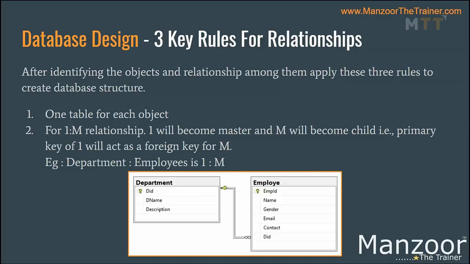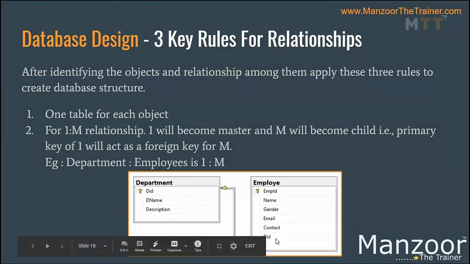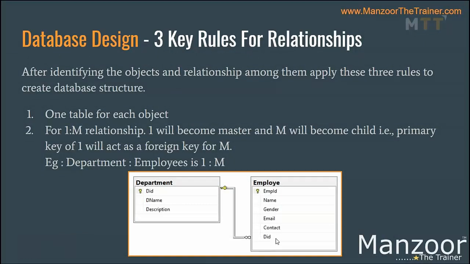When you have a one to many relationship, one will be the master table or parent table and many will be the child table. And the primary key of one will be acting as a foreign key in the child table, or many. So this will indicate the relationship. If you have a one to many relationship, you need to do this kind of thing in the tables. Got this point? Is it confusing? You created two tables, department and employee. Now we saw the relationship is one to many. For one to many, I should take the primary key of one, that is department, and make it a foreign key in many, that is employee. This is how we show a one to many relationship.